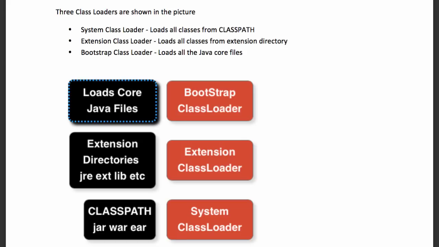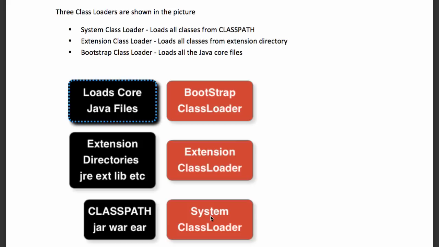The extension class loader searches inside the extension directory. If you look at any JRE or JDK, they have this directory called ext. You have this ext, lib, and the JRE libraries. So you can see them in here, JRE, ext, lib. The extension class loader looks in those folders for any jars or classes. Bootstrap class loader is the one which loads all the Java core files.